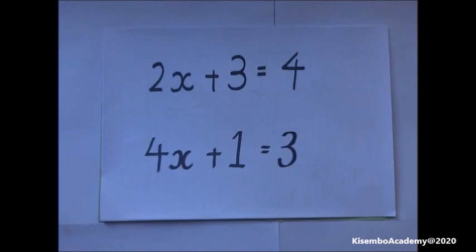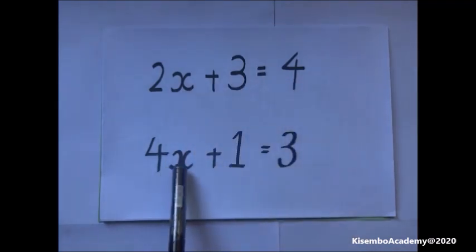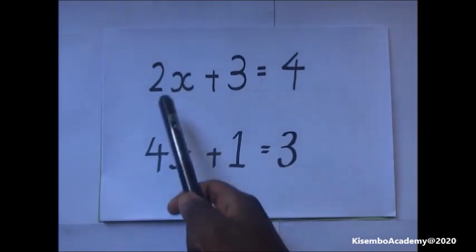Previously, we've been dealing with algebraic expressions that only have one unknown. For example, we have this expression 2x + 3 = 4. We have an expression of 4x + 1 = 3. All these algebraic expressions just have x as the unknown.